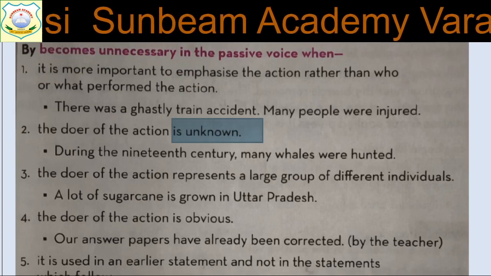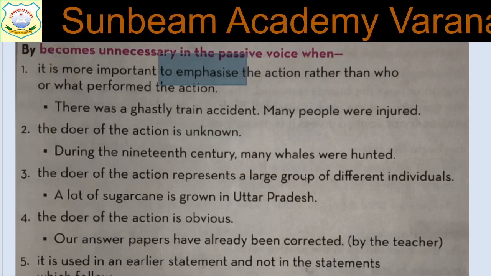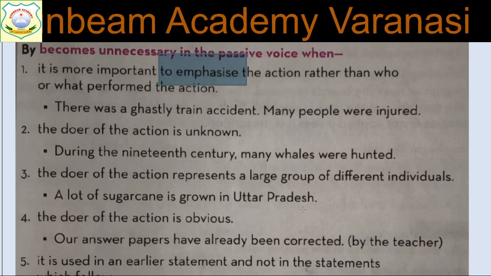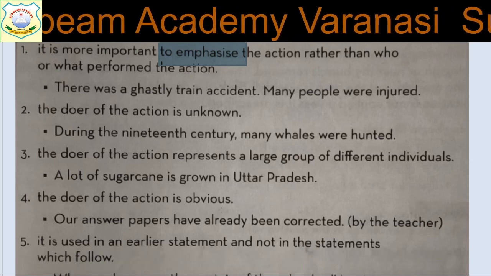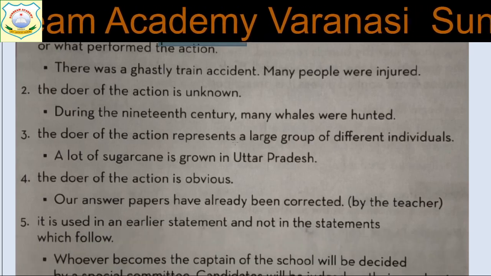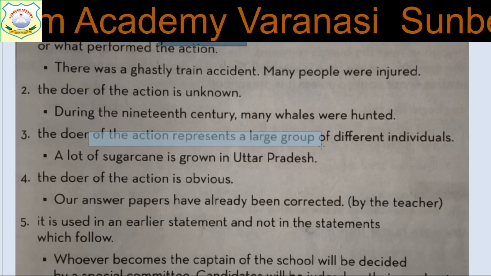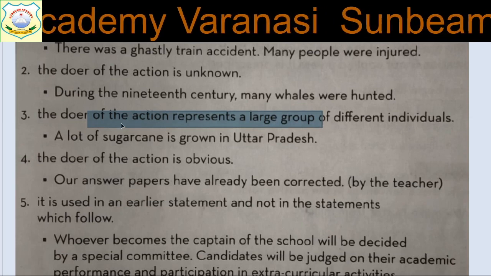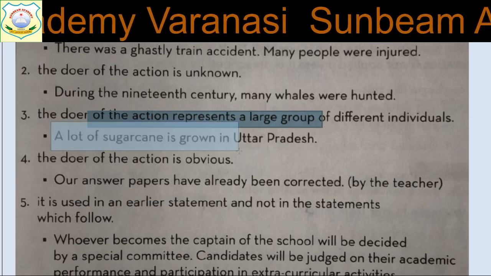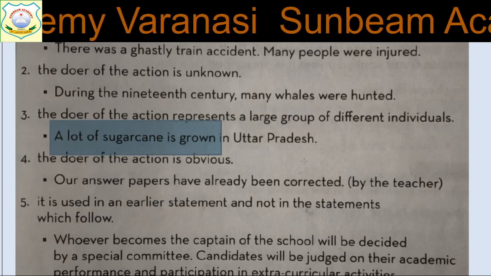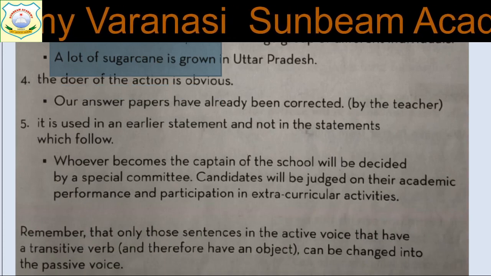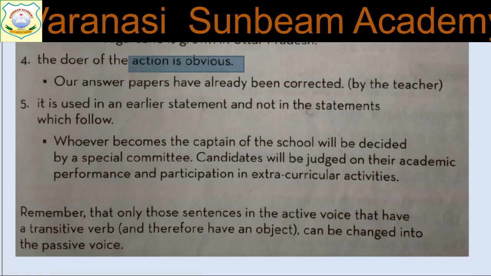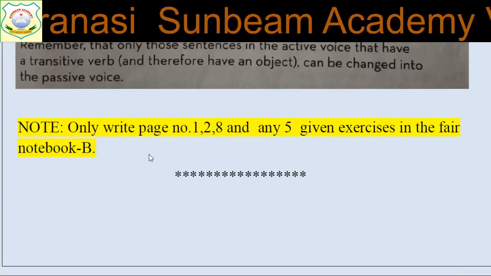When you want to make emphasis, to lay stress on the activity, there you need not mention the doer. And when the doer of the action represents a large group, there you need not mention it, because it is also understood. For example, here a lot of sugarcane is grown. Now everybody knows that it is grown by farmers, so it is not mentioned. When things are obvious, you do not make use of these things in the statement.